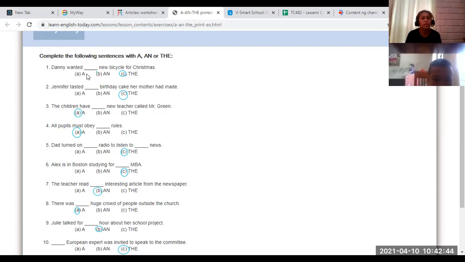Two, Jennifer tasted blank cake. It's letter C, the birthday cake. So specifically, you are saying the birthday cake. So it means only you are talking about the birthday cake. Very good, letter C. Next, the children have letter A, a new teacher called Mr. Green.